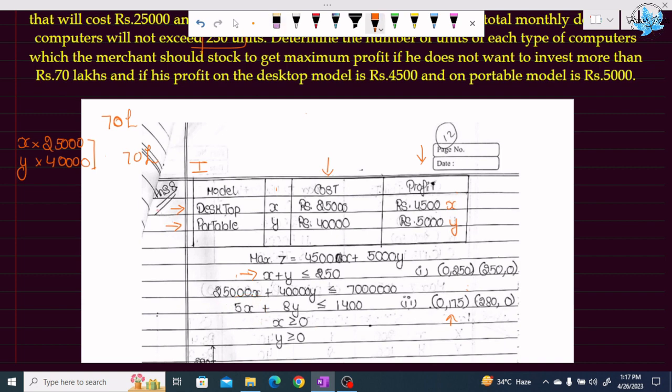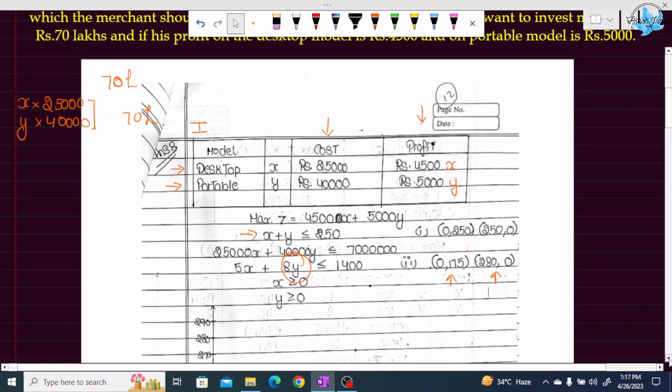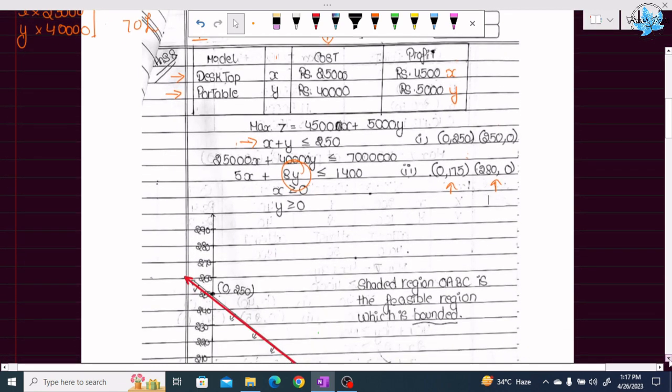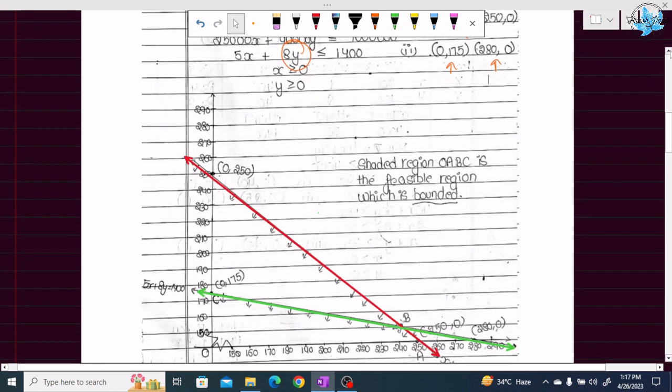For the second coordinate, assume y to be 0, then solve the equation 5x is equal to 1400, and you will get the second coordinate to be 280 comma 0. So in this way you can find the coordinates, and I hope you understood how we find them, as you saw in the previous video. Now, in the next step, we have to draw the graph.